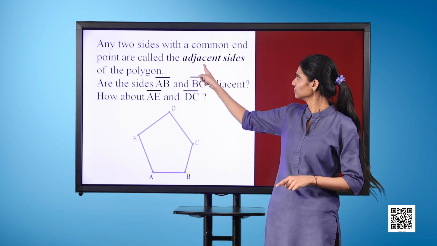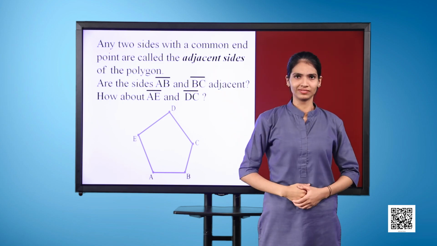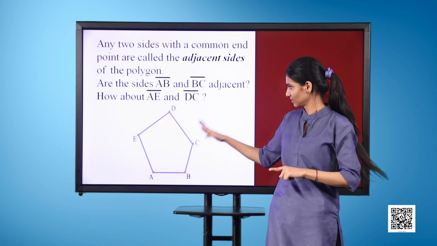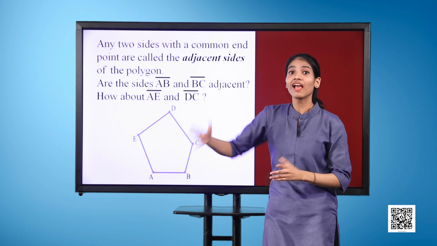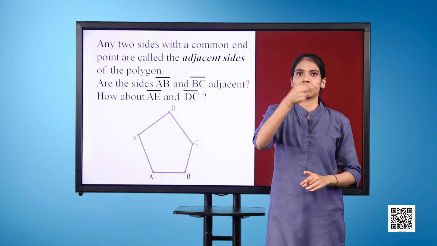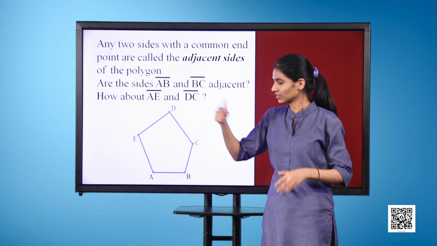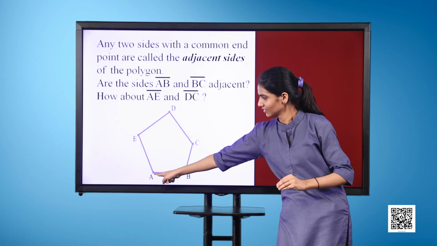Any two sides with a common endpoint are called the adjacent sides of the polygon. Are the sides AB and BC adjacent?